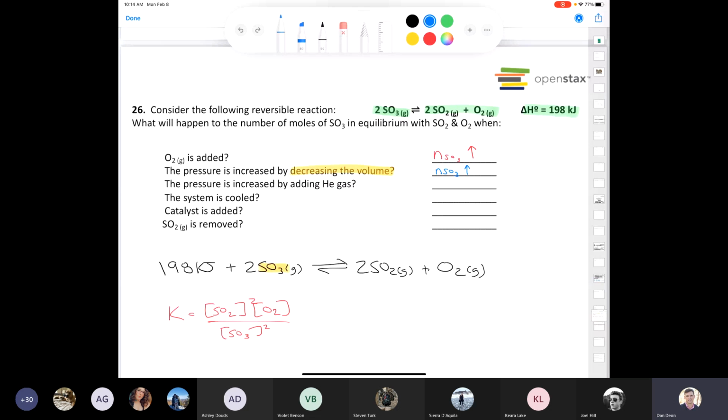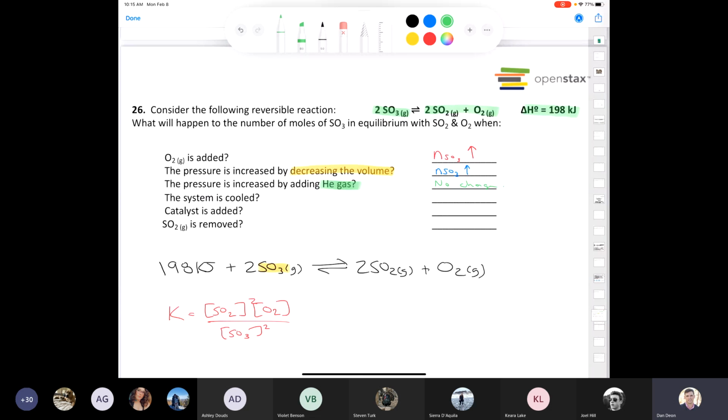All right, pressure is increased by adding He gas, right? What kind of gas is He? Where would we find He on the periodic table? He is helium. It's a noble gas, right? It's inert. It's one of the most unreactive, if not the most unreactive element known. So there's no change. There are no known compounds of helium, zero.